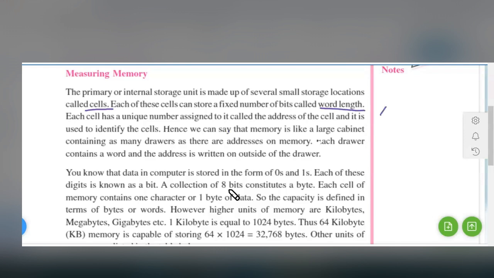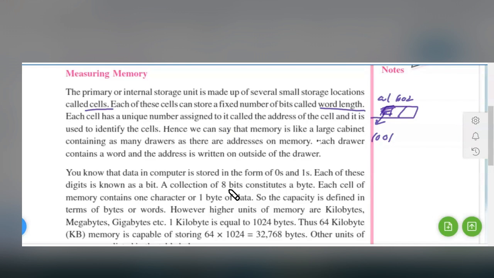Consider this is one cell, this is another cell, so we have got three cells here. Each cell can store a fixed number of bits, which is known as word length, and this area is known as a cell. Each cell has a unique number assigned to it called the address, and to identify each of the cells, a different address is given. Consider it is 1001, another maybe 1002. It won't be a duplication. Everything will be unique, so that each and every cell is identified through a unique address.